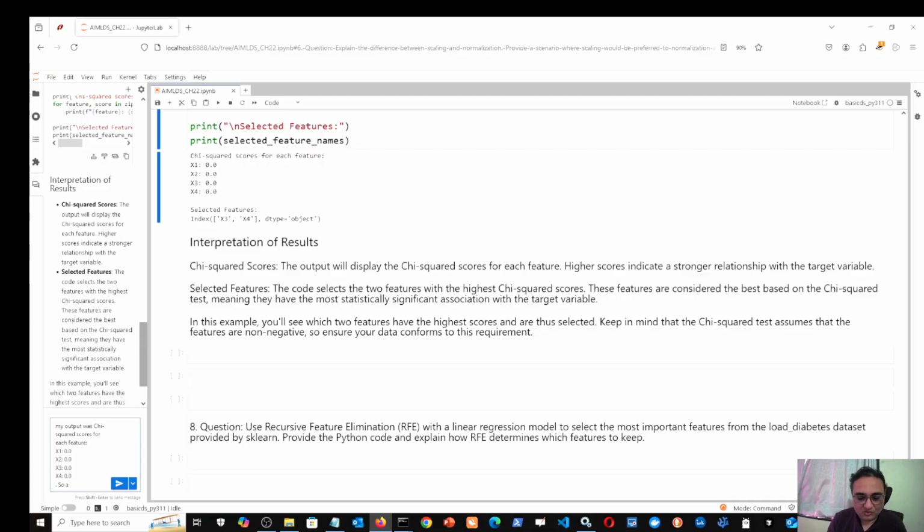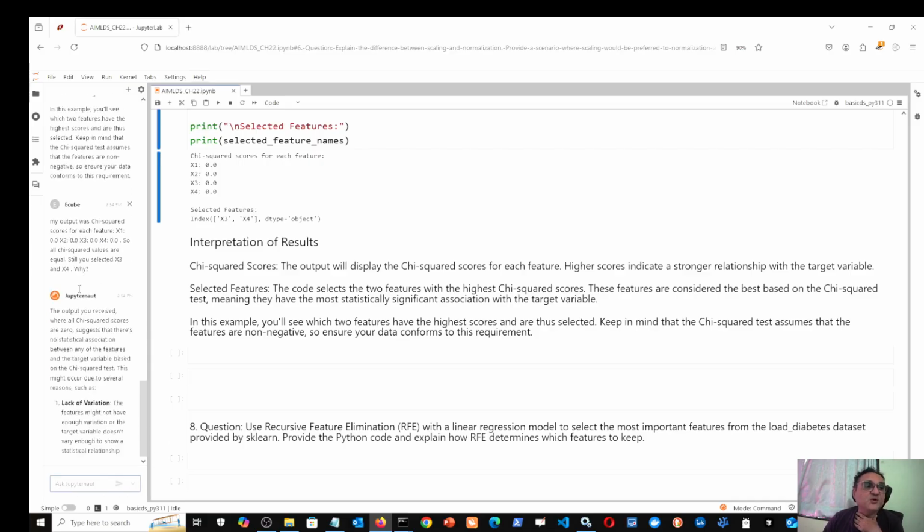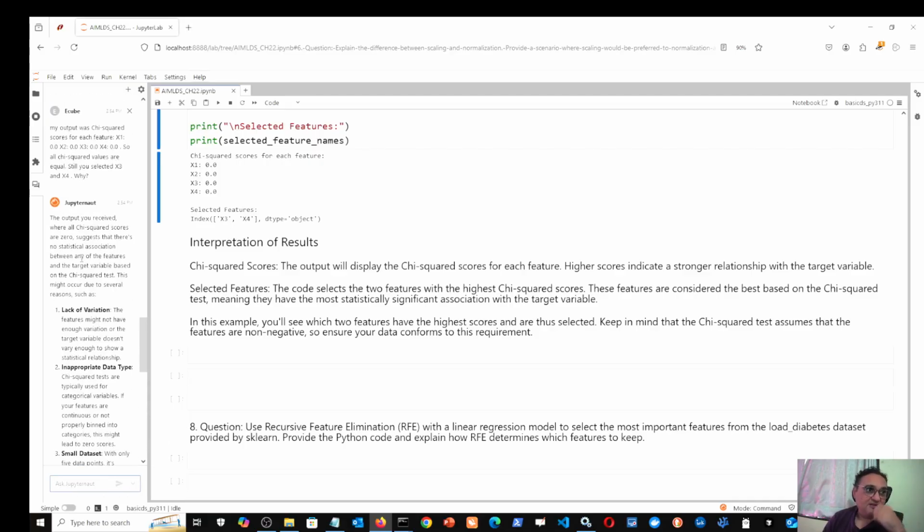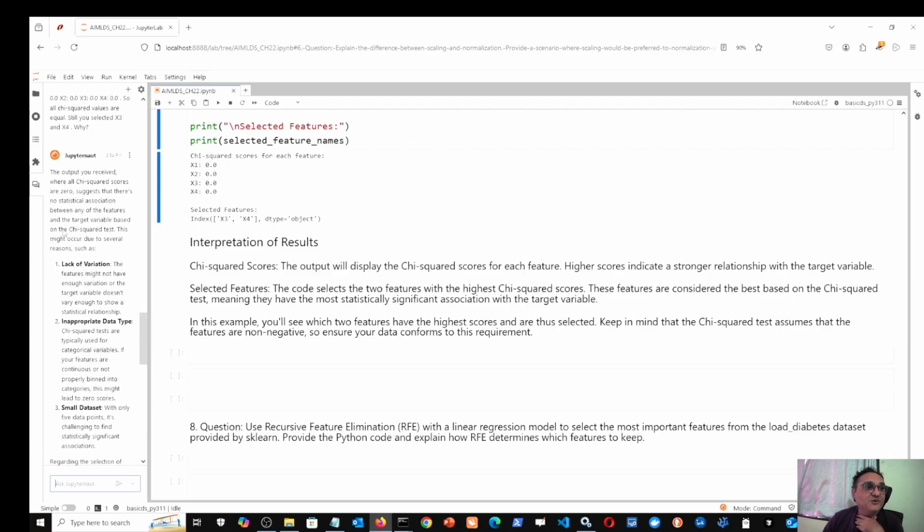So all chi-square values are equal. Still, you selected x3 and x4. Why? So it has to explain. Just like if you are a data scientist and you do something, then you have to explain to your boss. So while working with ChatGPT, you are the boss, and you have to ask.